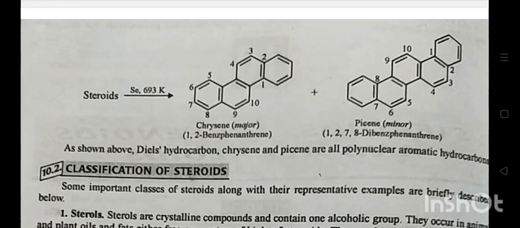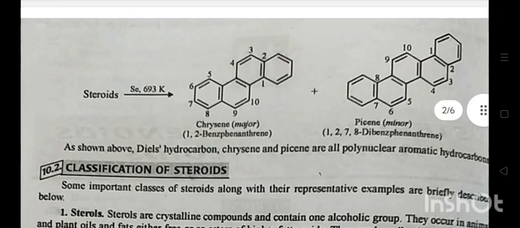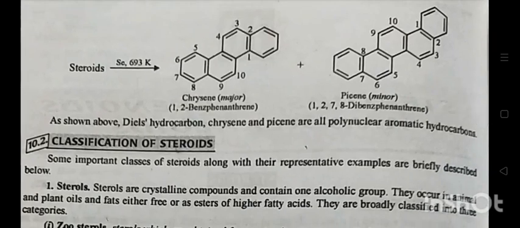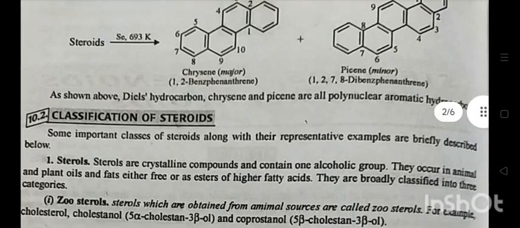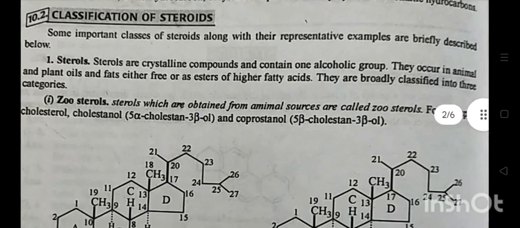Another name of this product is 1,2-benzphenanthrene, and another product is pyrene, which is minor, and its IUPAC name is 1,2,7,8-dibenzphenanthrene. As shown above, Diels hydrocarbon, chrysene and pyrene are all polynuclear aromatic hydrocarbons. Classification of steroids. Some important classes of steroids along with their representative examples are briefly described below.